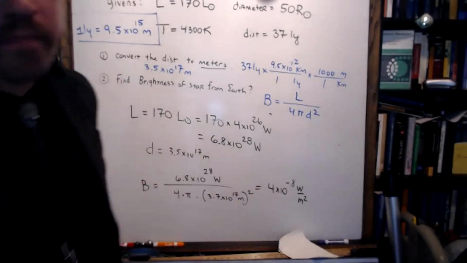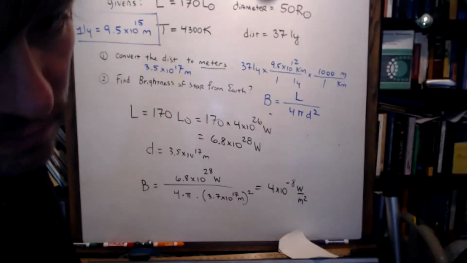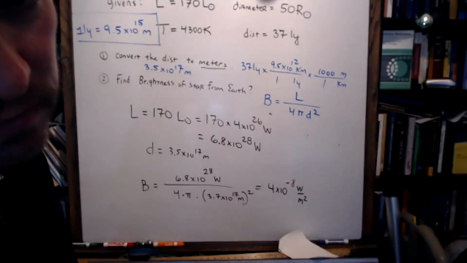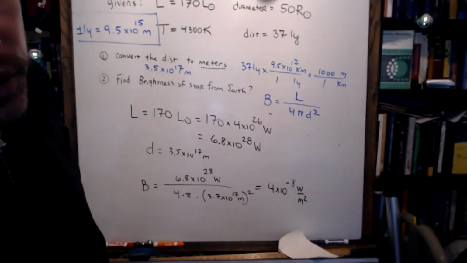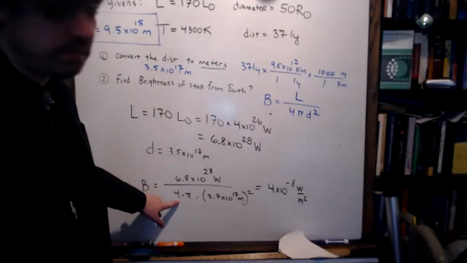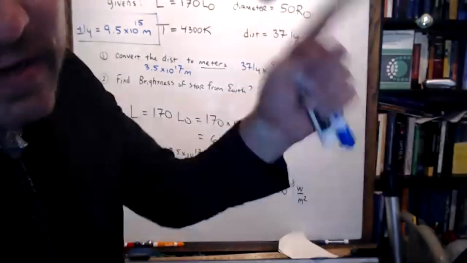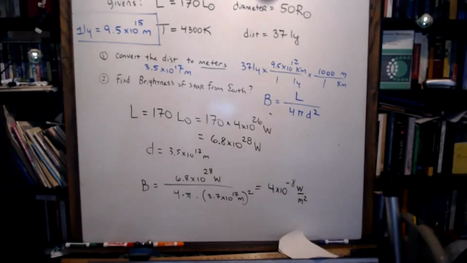Did you get this? Okay. Gianna, can I tell you what you're doing wrong? Gianna, you are making the same mistake that Devin was making earlier. Divide by 4, divide by pi, divide, divide, divide. Try it again.